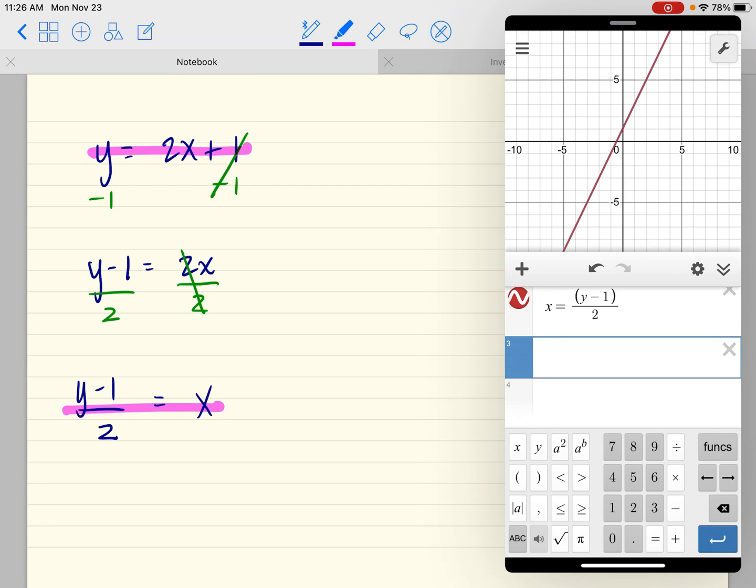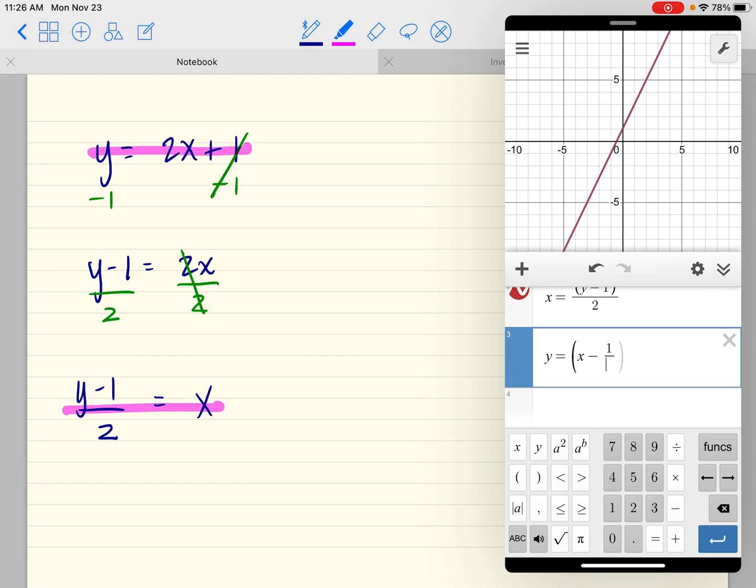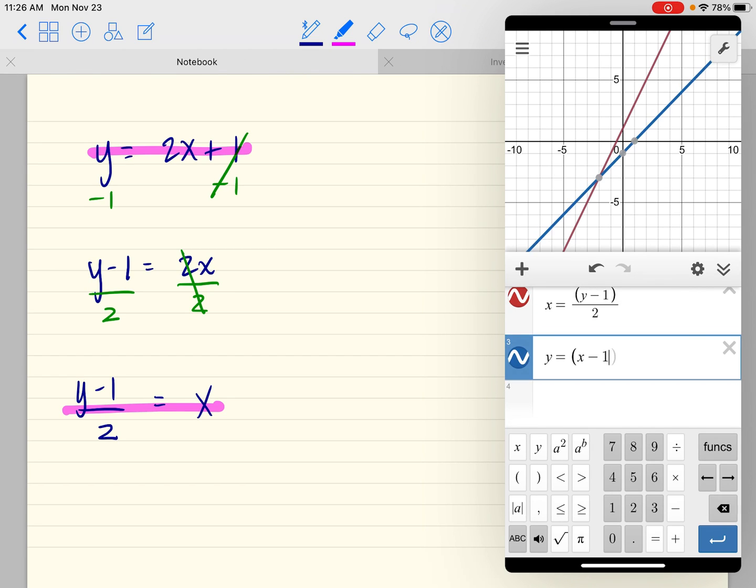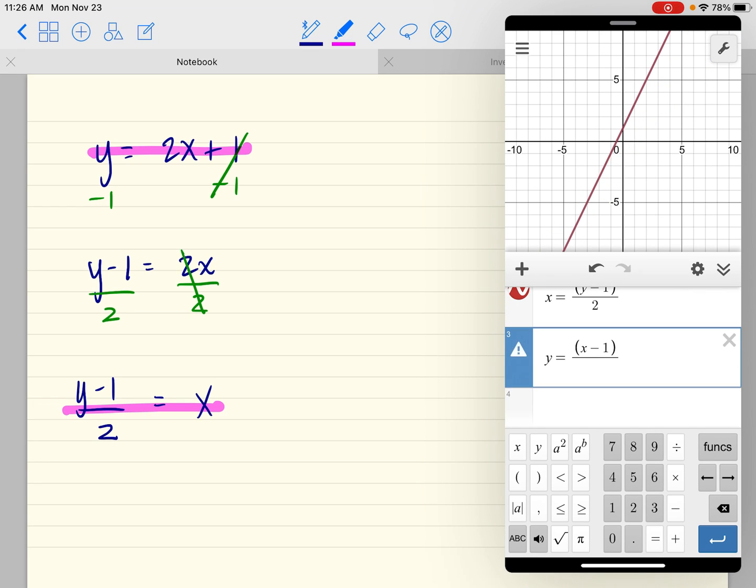In order to actually make this the inverse, we had to flip-flop the x's and the y's. So if I put y equals x minus 1 divided by 2, and flip-flop those, then I would get the inverse function. I would get the reflection over the y equals x line there.